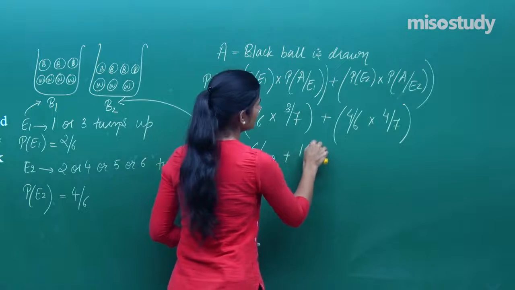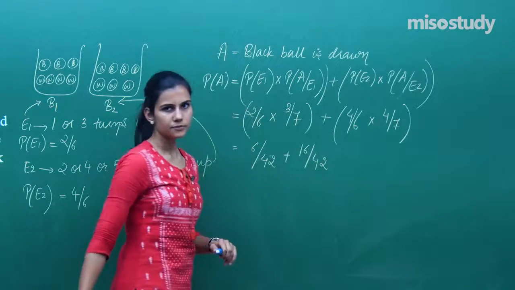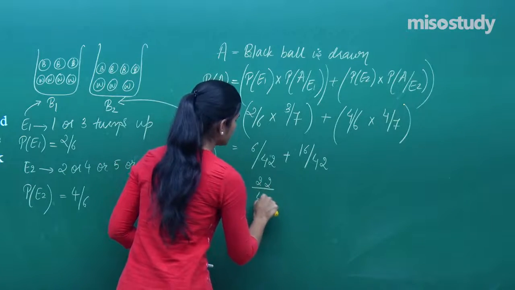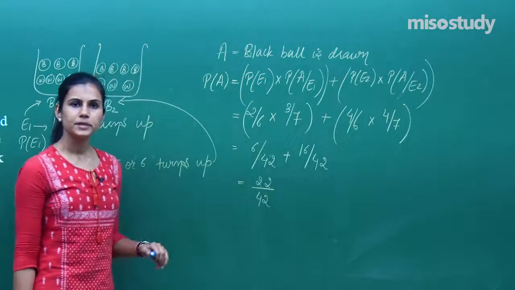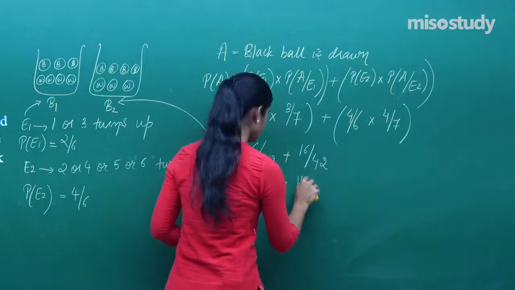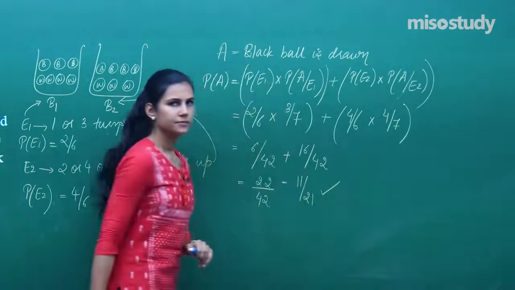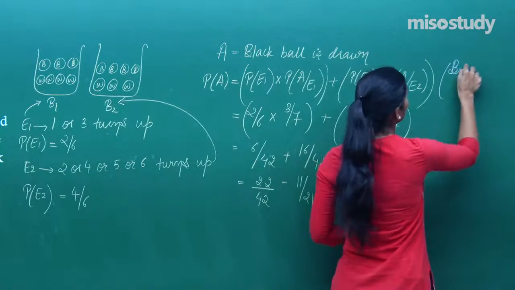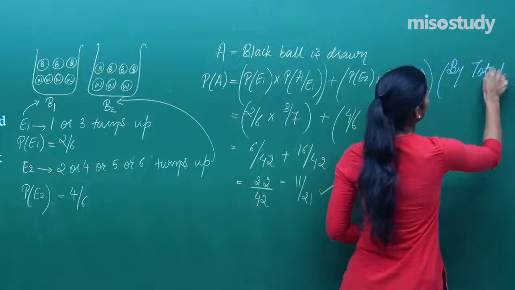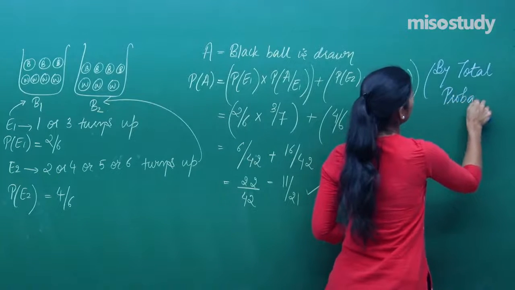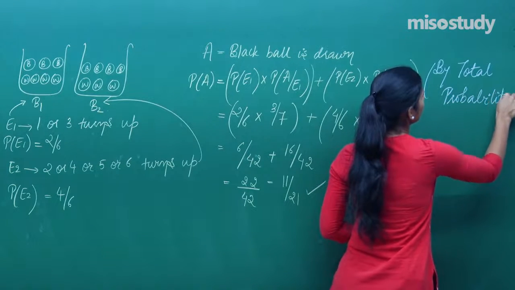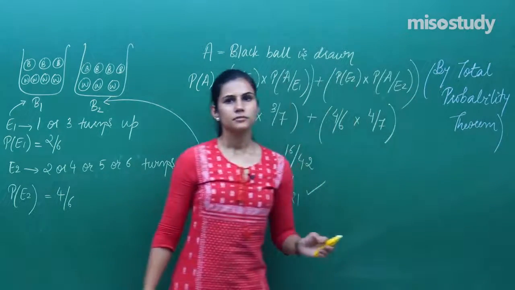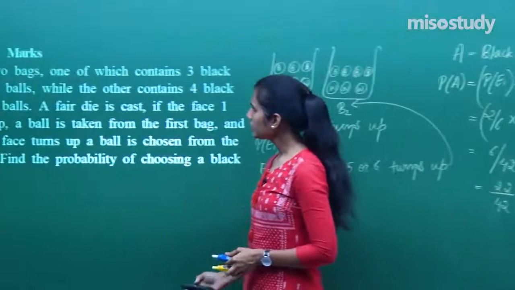This plus, fine, you have this as the required probability. Okay, this can give you 11 by 21. Cool, that is nothing but the application of the total probability theorem. Clear? Next question, let's see.